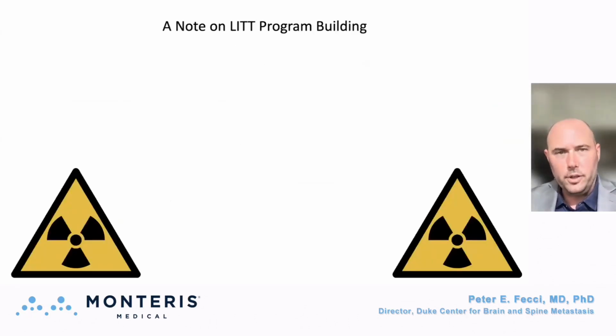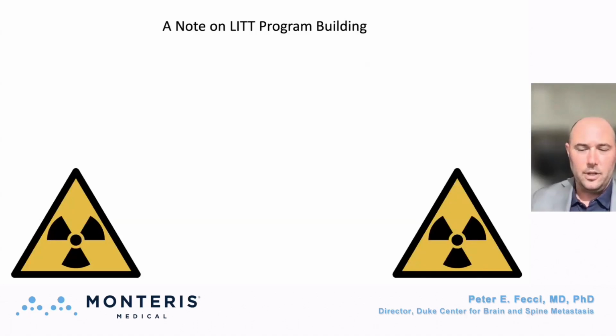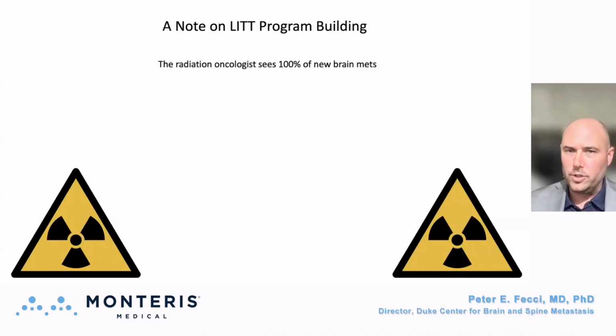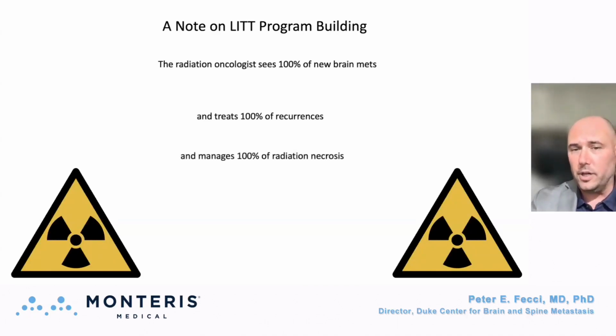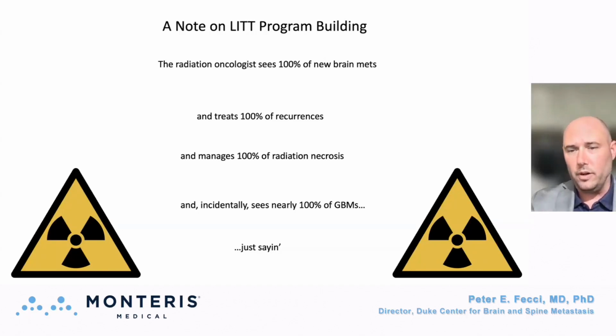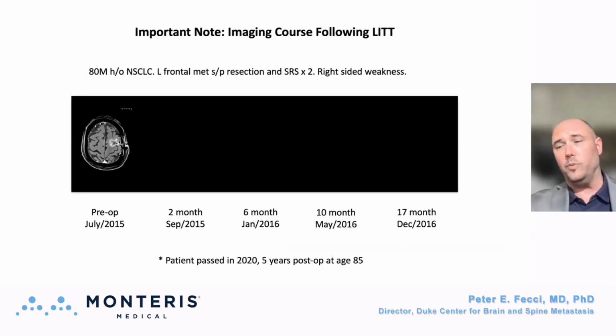If you're going to go out there and start building a LITT program, I think it's important to remember a couple of things, and really that there's one group of friends out there you can't ignore. So the radiation oncologist sees 100% of new brain mets and treats 100% of recurrences and manages 100% of radiation necrosis, and incidentally sees nearly 100% of GBMs, just saying. Don't position this against radiation. It is used in conjunction with radiation, much like a resection is. This is something that serves your patients well as a combination therapy, and it behooves you to make friends with your radiation oncologist if you're going to build a successful program. Frankly, they will love you because you provide them a solution to radiation necrosis, to be very honest.